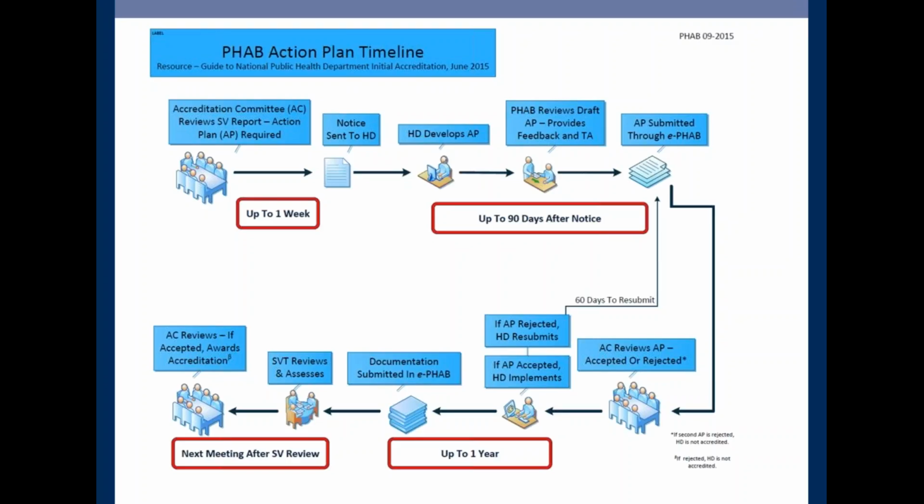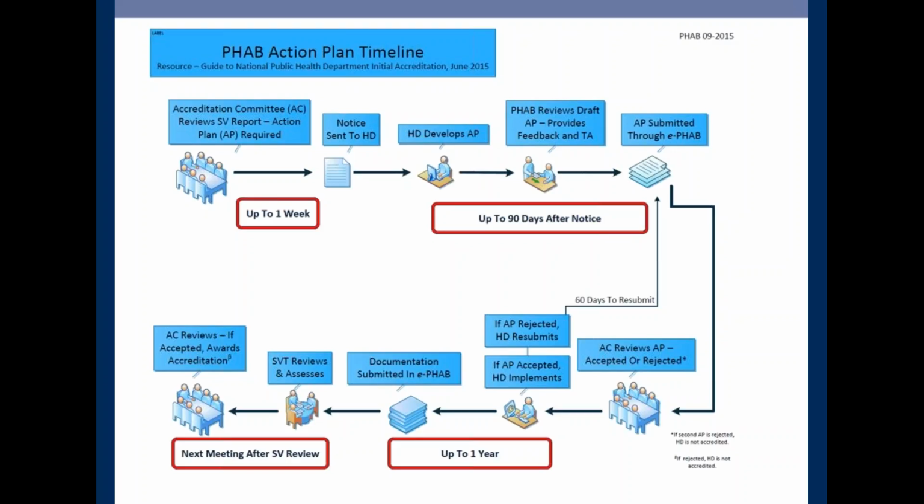So here is the action plan timeline. This did have some changes as a result of the new guide, and this went into effect back in November. And you can see the flow as it goes from the top left around the right and curves down around the bottom. But essentially what has changed is that PHAB will review the draft action plan. They will provide some feedback. PHAB has a template that can be used by the health department.